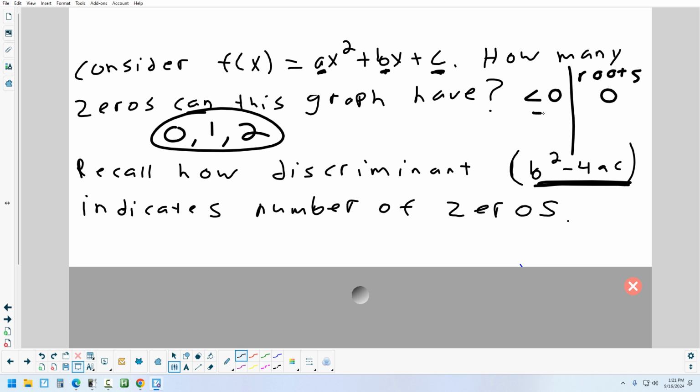If the discriminant, b squared minus 4ac, comes out exactly 0, it'll cross the x-axis once. If b squared minus 4ac is more than 0, how many times do you think it would cross? Twice. So this calculation, squaring b and subtracting 4ac from it, will quickly tell you how many times it crosses the x-axis.